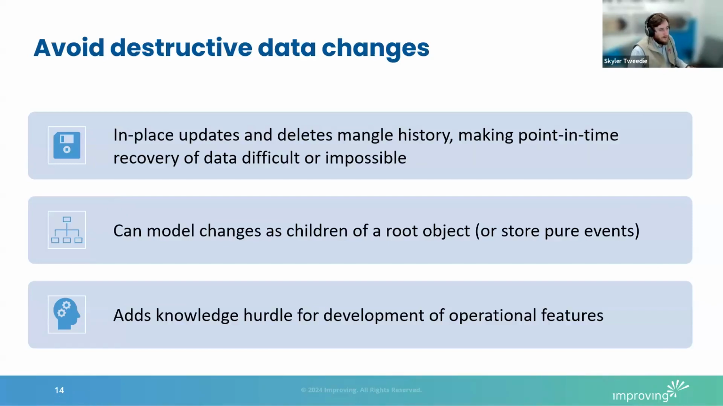Now, the drawback to this is that it's going to add a knowledge hurdle for the development of those operational features. So if I have a product object as a developer, and I have 5 price objects in an array, I have to know that I want to pick the most recent one, or the one that has a start date earlier than today and an end date of null. I need to know that rather than just having a product with a price property. That's what I'm talking about when I say a knowledge hurdle.